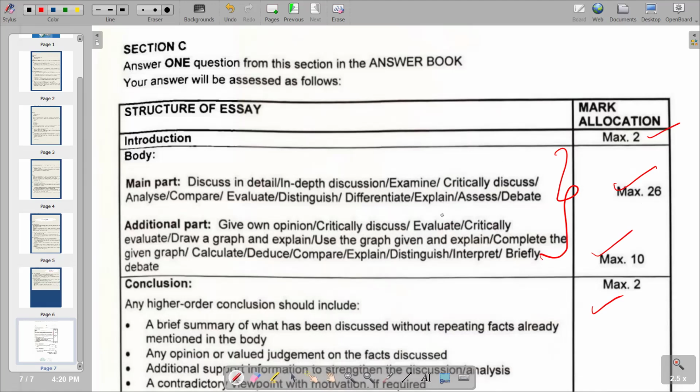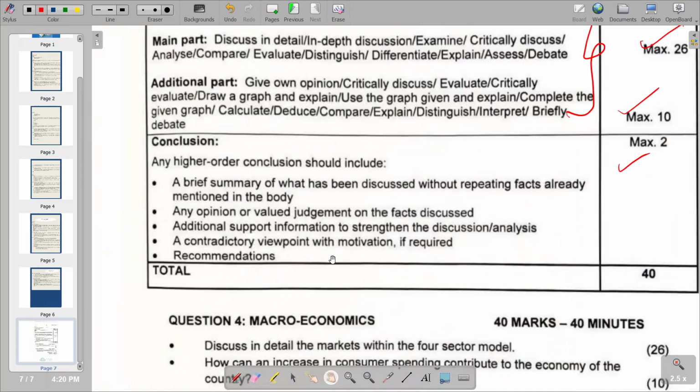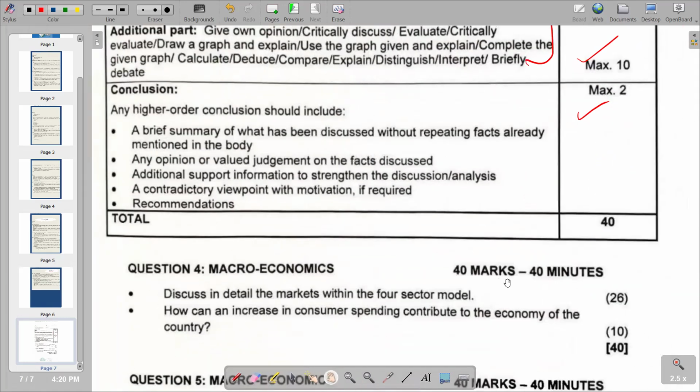And of course, it has to be an economic term that you pick and define in your introduction. Then from there, you go to your body where you are going to answer the question. So the question that we are going to look at is on macroeconomics, and obviously it has 40 marks and requires you to spend on average 40 minutes.